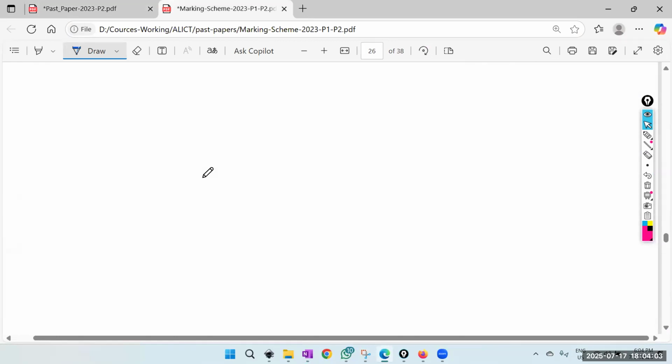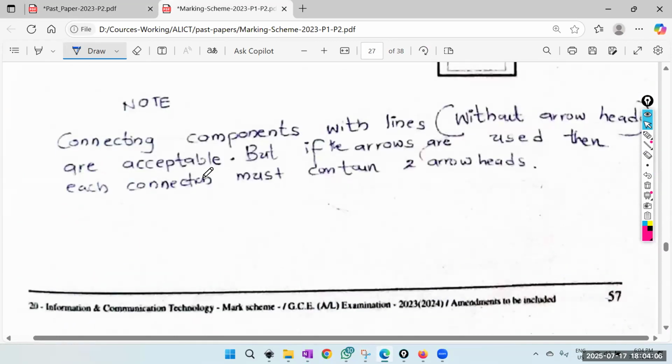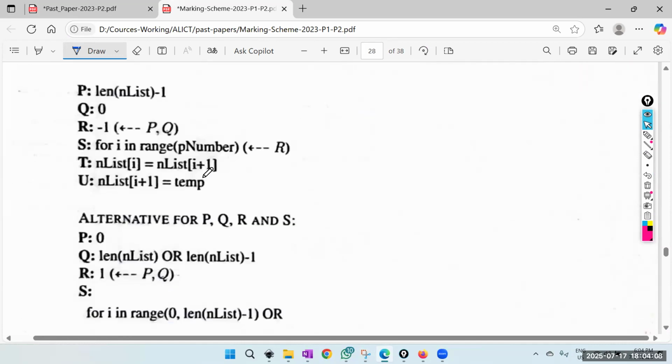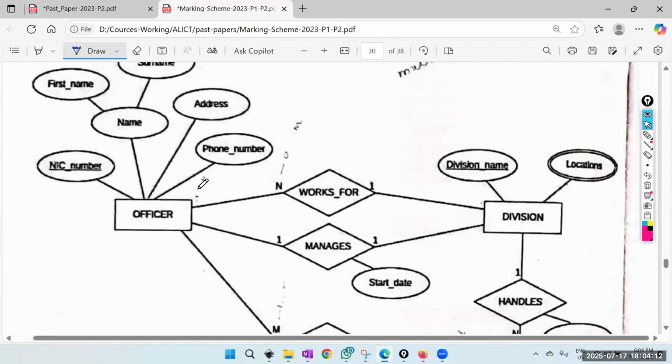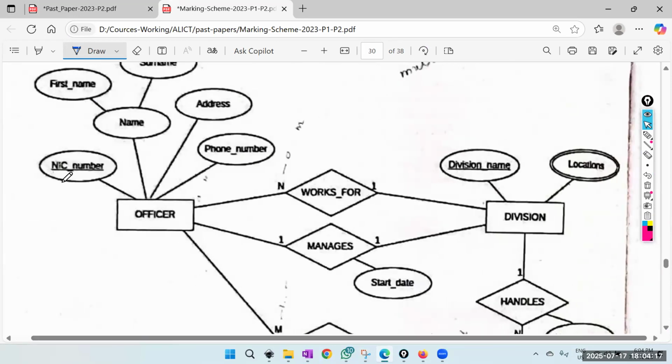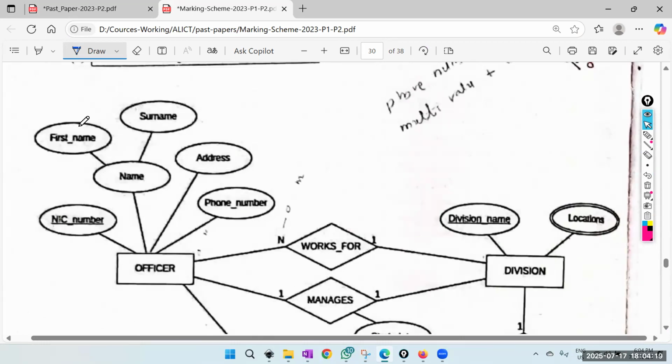We skip two questions for the time being, because one we haven't done yet, and the other I just skip for the time consumed. Right, so this is the examiner's answer. NIC number, primary key. Name is composite, correct. Address, phone number as a single thing.